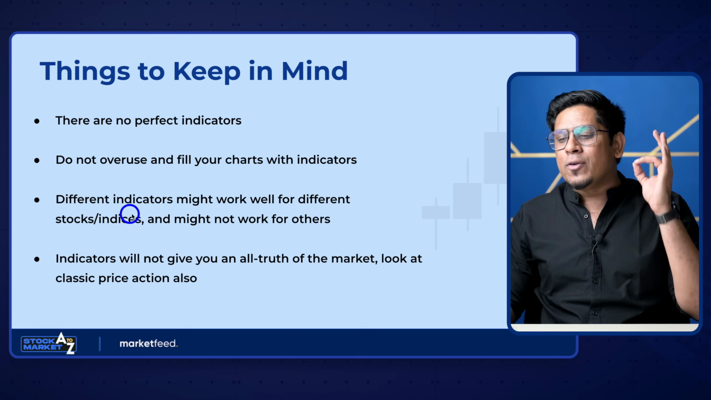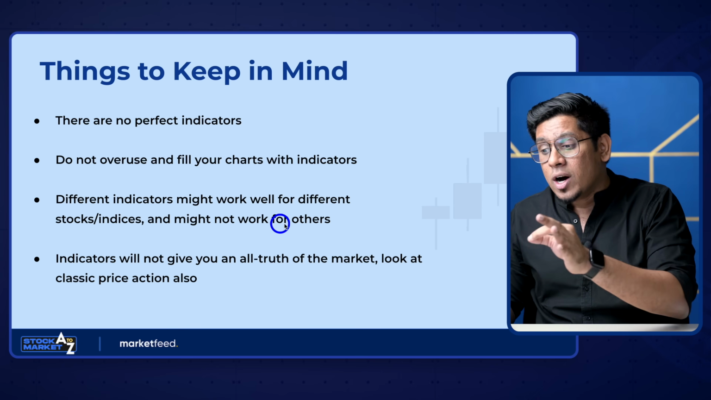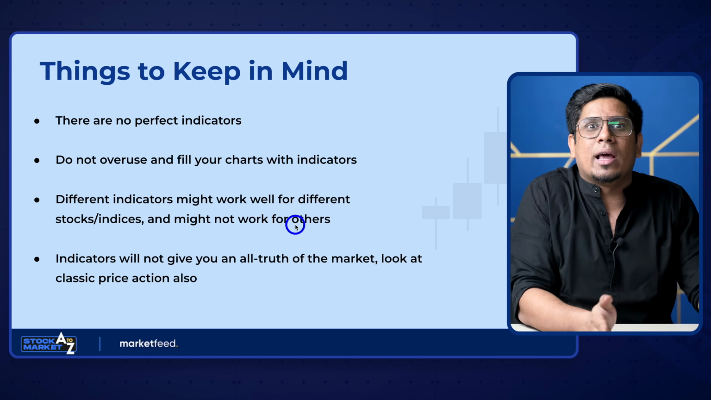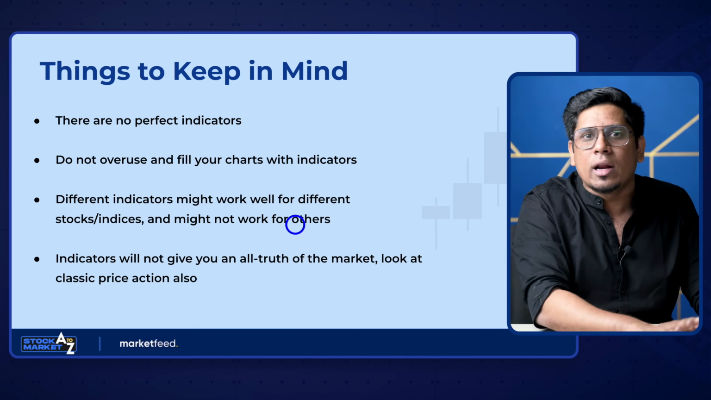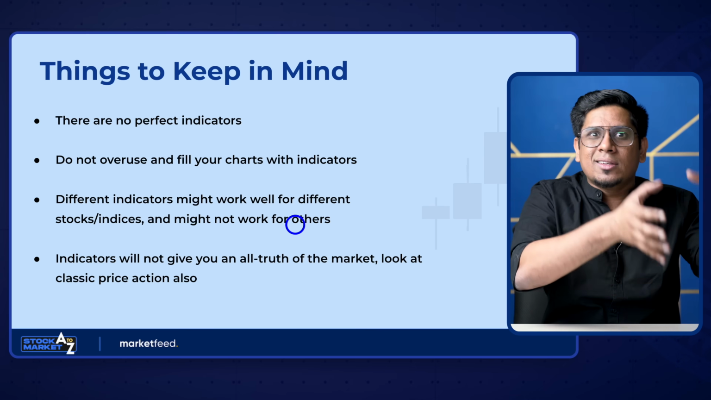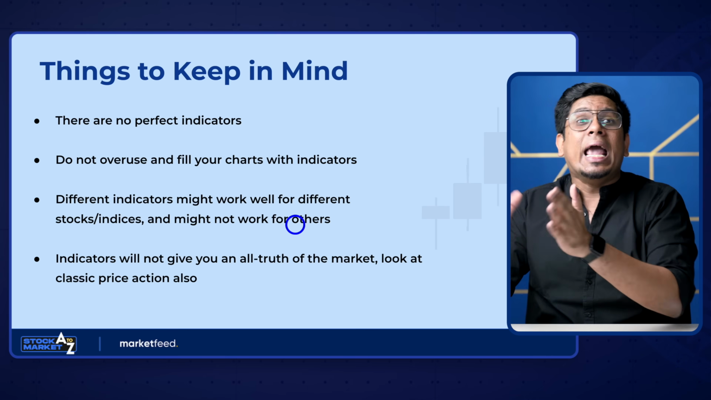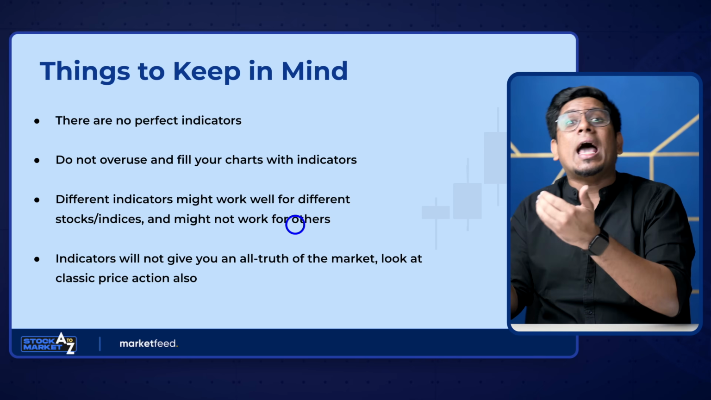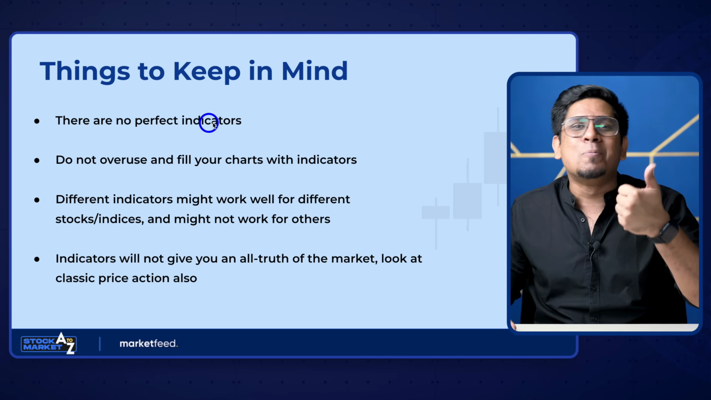Point number 3 is that different indicators might work well for different stocks or indices and might not work for others. This is also very interesting. If you look at a stock like Reliance, a few technical indicators might work really well on it. And if you take the same technical indicators and try them on, just as an example, HDFC Bank, you might see that they're not working as effectively as they did on Reliance. So know for a fact that, again, there are no perfect indicators.